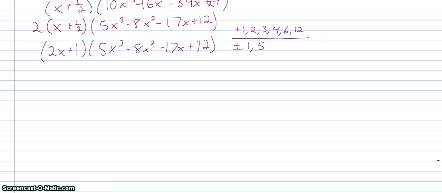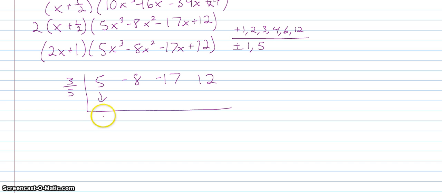Let's do our synthetic division, and we can use our new smaller equation. So, 3/5, 5, -8, -17, and 12. Drop down the 5, multiply by 3/5, add, and we got lucky, it worked out. So let's factor out that 3/5.